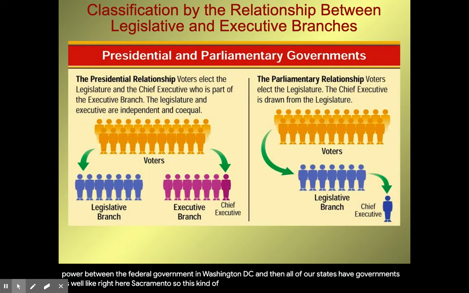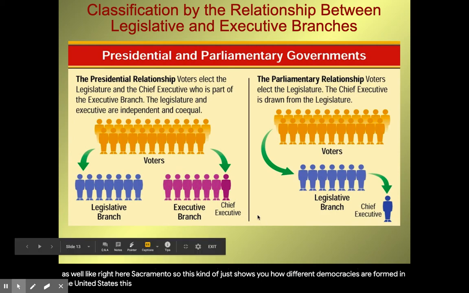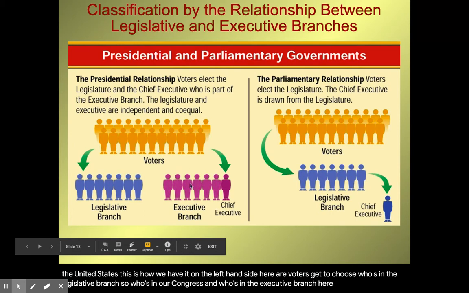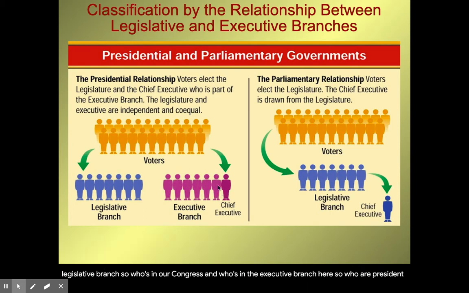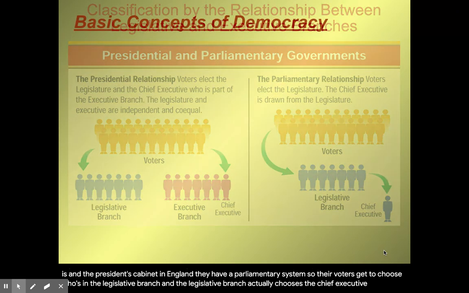So this kind of just shows you how different democracies are formed. This is how we have it on the left-hand side here. Our voters get to choose who's in the legislative branch, so who's in our Congress, and who's in the executive branch here, so who our president is and the president's cabinet. In England, they have a parliamentary system, so their voters get to choose who's in the legislative branch, and then the legislative branch actually chooses the chief executive.